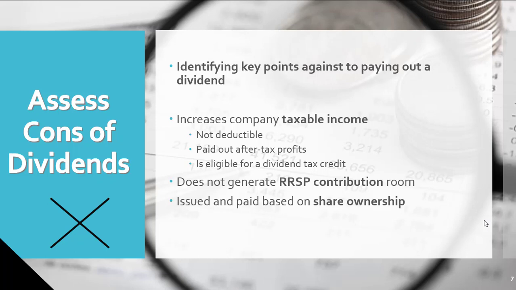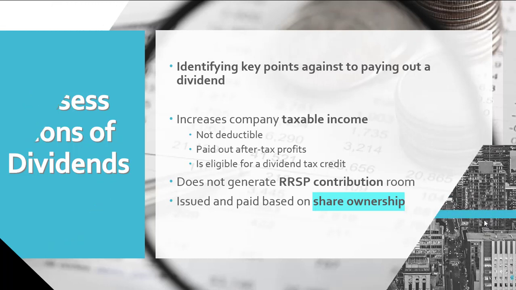Another con is that paying out dividends does not generate RRSP contribution room and pensionable earnings for CPP, which can be an issue for an individual planning for retirement. One last con is that dividends are issued and paid based on share ownership. This can make it challenging to allocate different amounts of income to various shareholders.